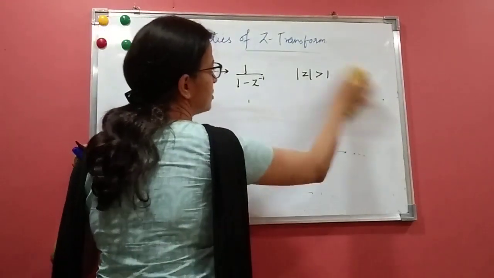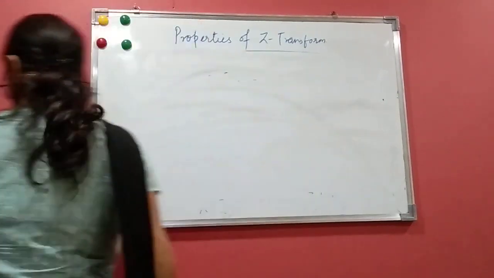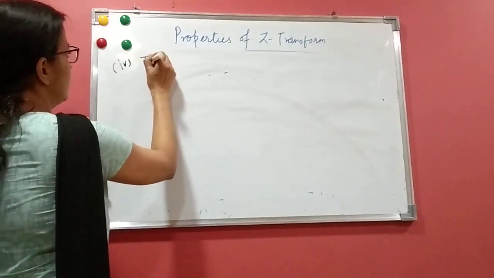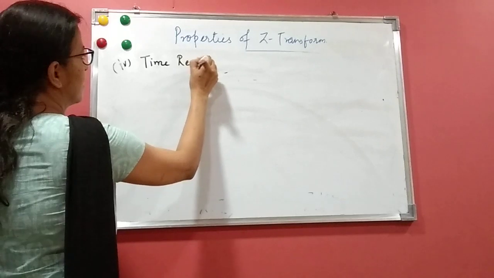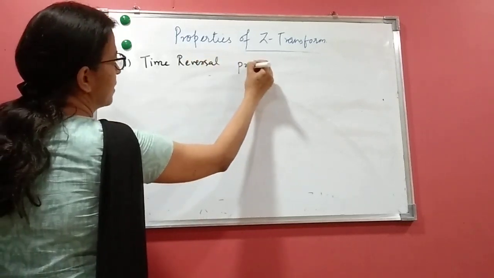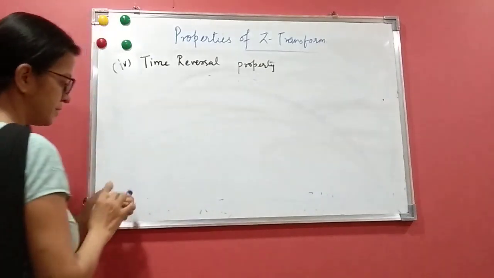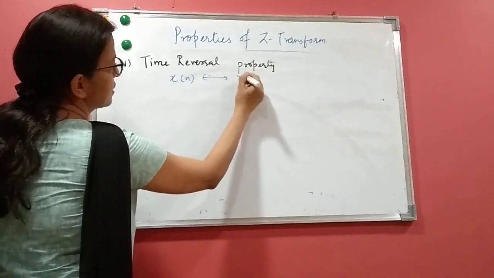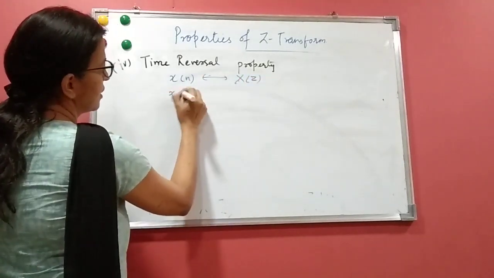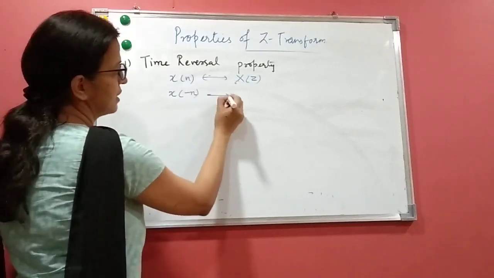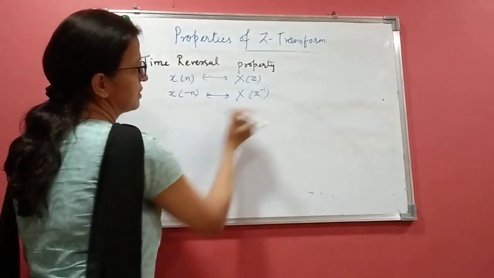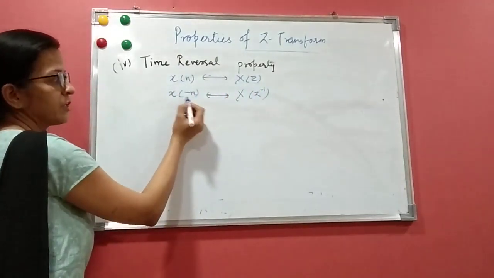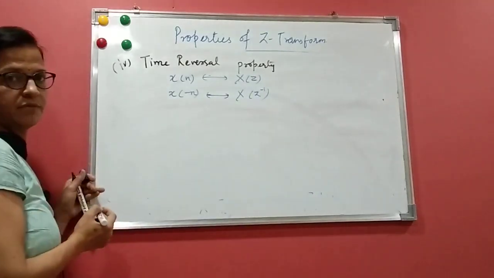The fourth property is the time reversal property. What does it state? It states that if the transform of x of n is x of z, then the transform of x of minus n is x of z inverse. It's a very easy property. If you reverse in the time domain, x of minus n, the z transform is x of z inverse.